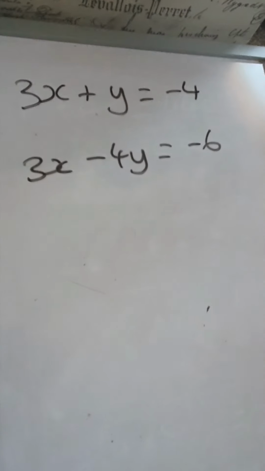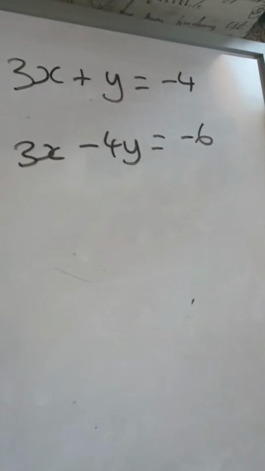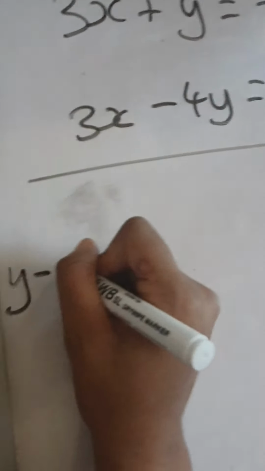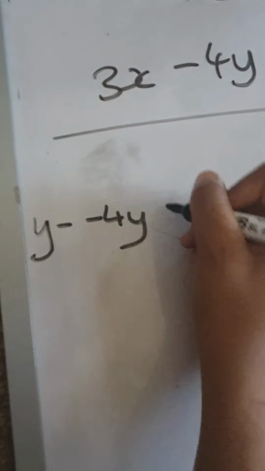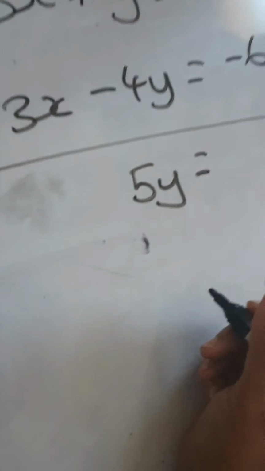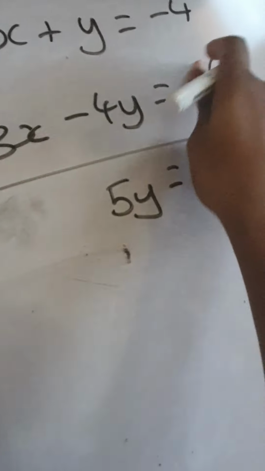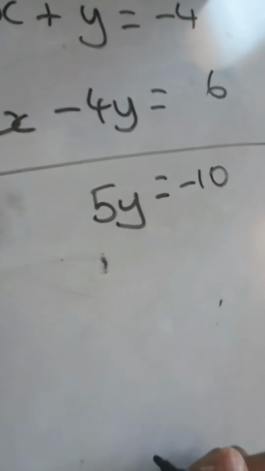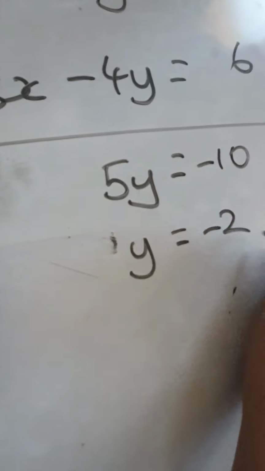Now, this one's a lot easier to solve because there's no multiplying that you need to do. I can just do this equation, take away this equation. So 3x take away 3x is 0. You don't even need to write that in. Y take away minus 4y is actually going to be 5y because that minus minus becomes a plus. So here we have got 5y equals minus 4. Oh, that's not minus 6, it's just 6. Minus 4 take away 6, which is minus 10. That means y equals minus 2.